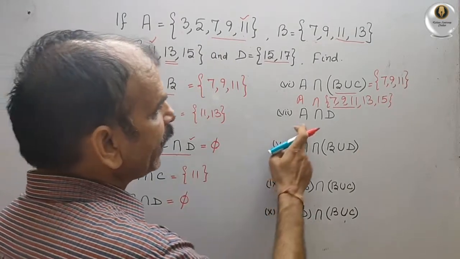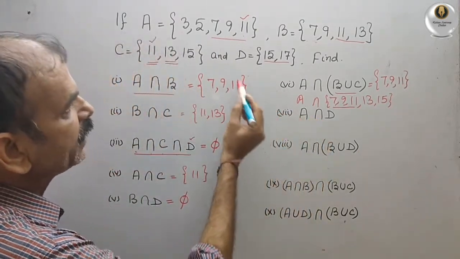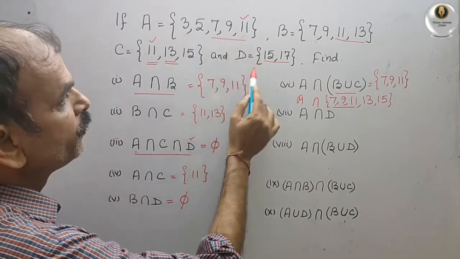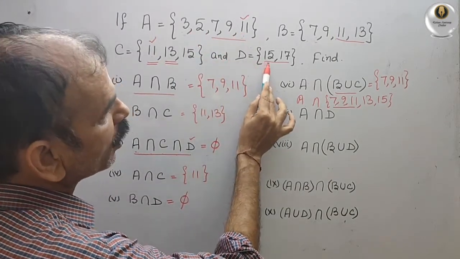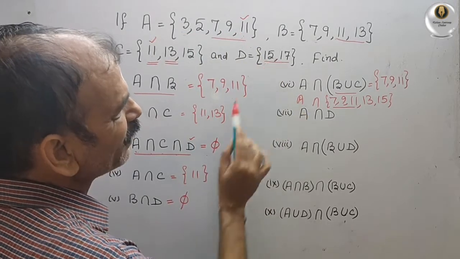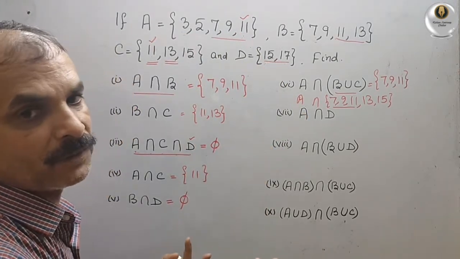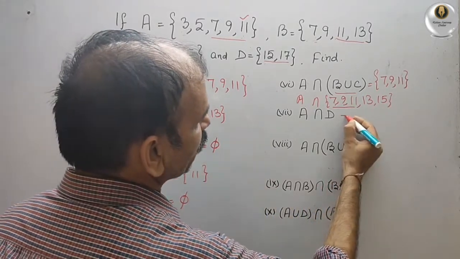Next, A intersect D. You can see A is up to 11. They are the odd numbers. And here D is also odd numbers but contains 15 and 17. That means there is no common. So we will simply write here it's a phi.